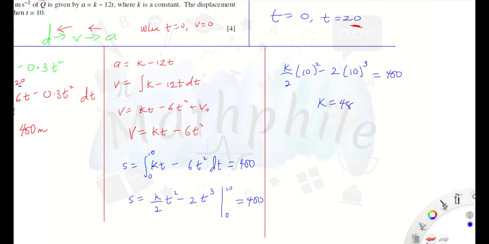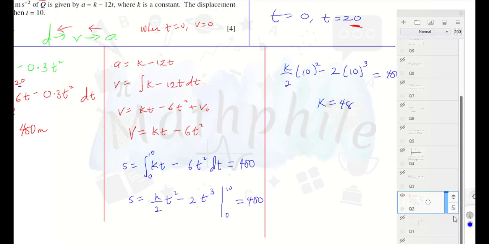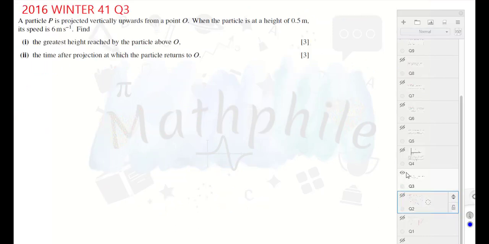Any question with this? No. Okay, that is very good. So we're done with the second question. 2 out of 10. Let's go to question number 3.